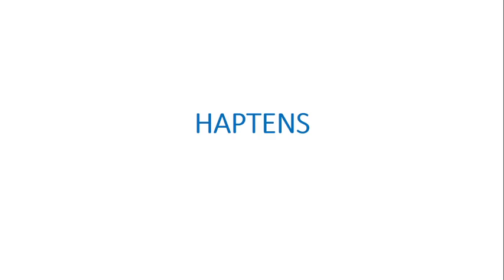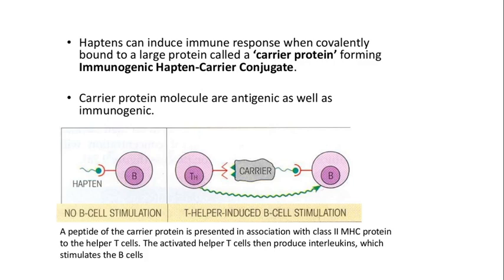Today we will discuss haptens. What are haptens? Haptens are small organic molecules which are antigenic but not immunogenic. These molecules are antigenic but they can't be immunogenic. They can't activate B or T cells.